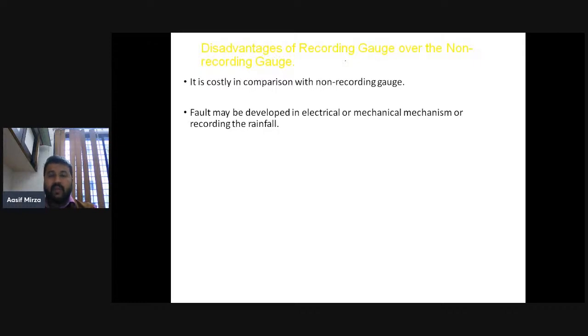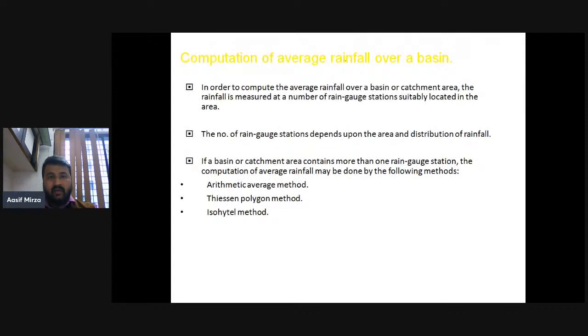Okay, so there may be a mechanical error, electrical error, which can be produced in the gauge.